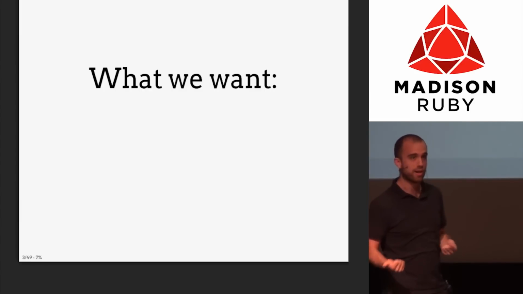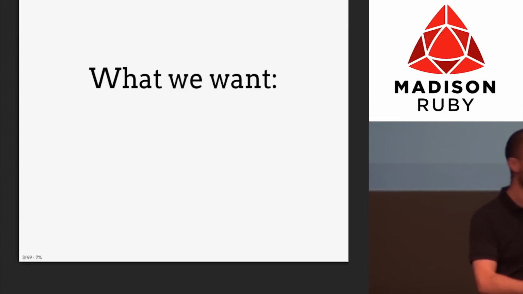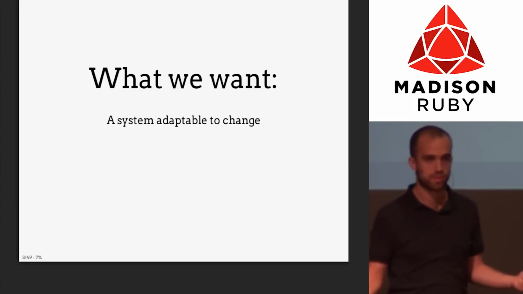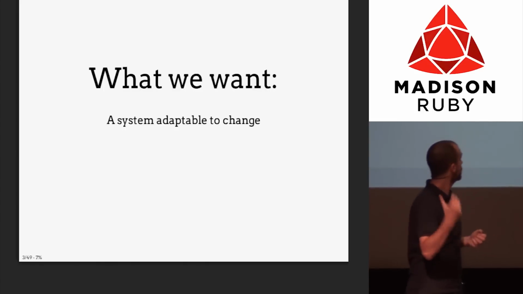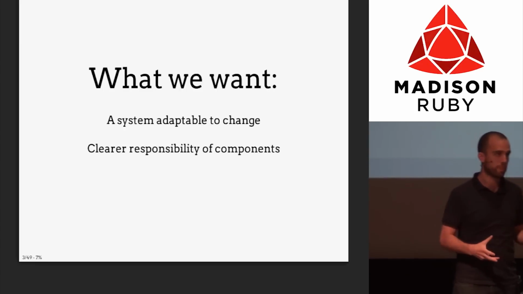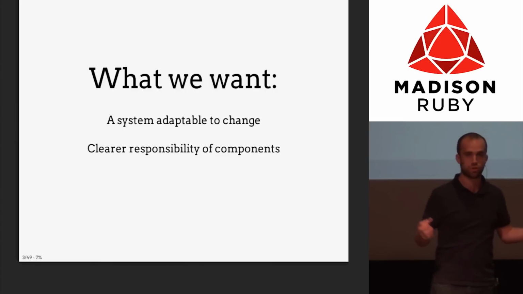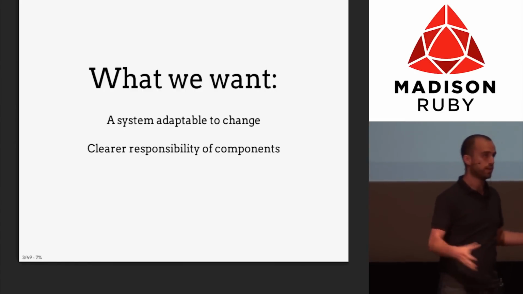So what do we want out of an API-driven application architecture, and why would we move in this direction? Well, we want a system that's adaptable to change. That should be a goal with any good software. Any good software design should be adaptable to change. We want clearer responsibility of the components in that system, so we don't want to get into the situation where things are doing more things than they should be.